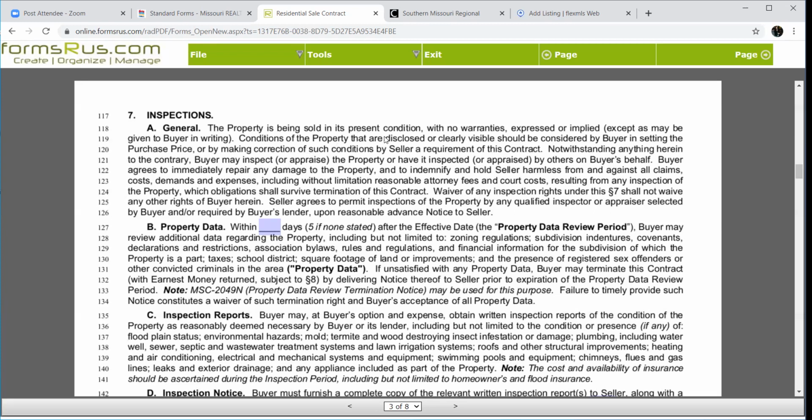Buyers, conditions of the property that are disclosed or clearly visible should be considered by buyer in setting the purchase price. They should also be noted in your contract. So, if when walking through the house, the windows in the front living room, the seal has broken on all three of them and they're all fogged up on the inside, and your buyer wants that fixed, put it in your offer. You don't wait for the inspector to do that.